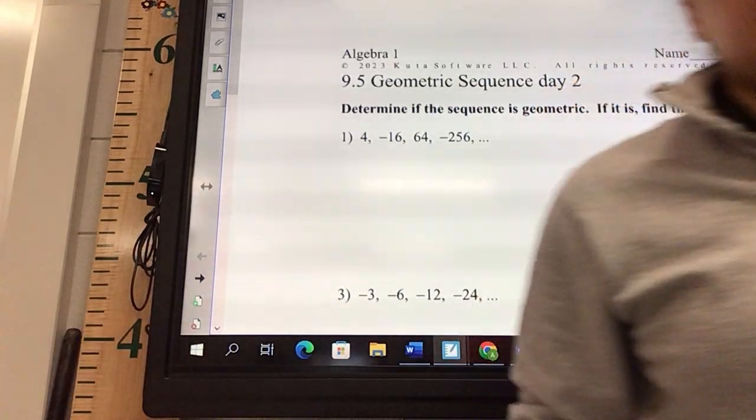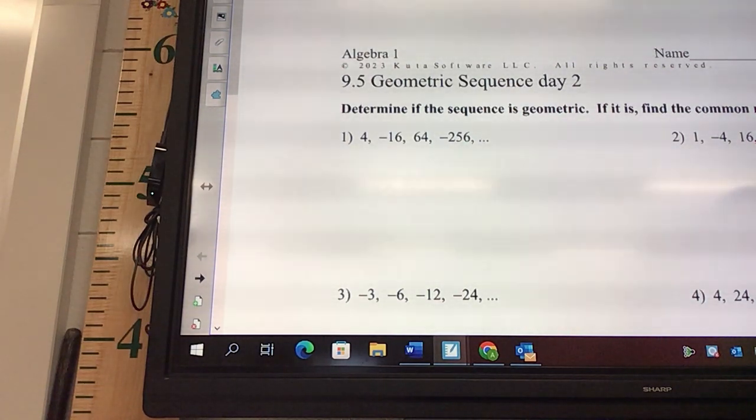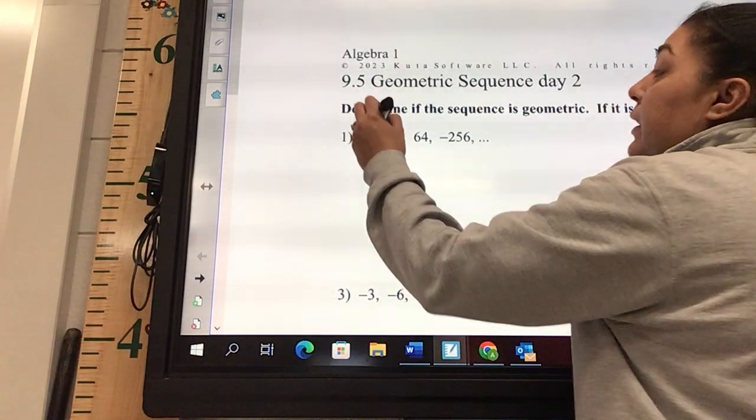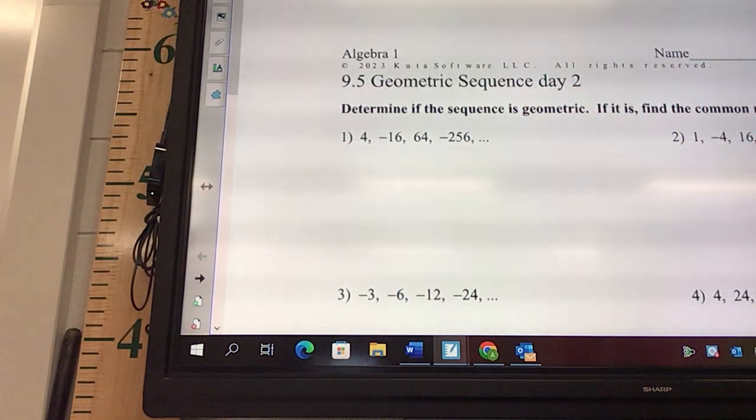Continue with geometric sequences. We did this yesterday. The whole front side is the same, the back side is different. Okay? So if we look at number one, they are alternating, right? It goes from positive, negative, positive, negative. So this one, they want you to determine if it is geometric. So you have to check every one, okay?